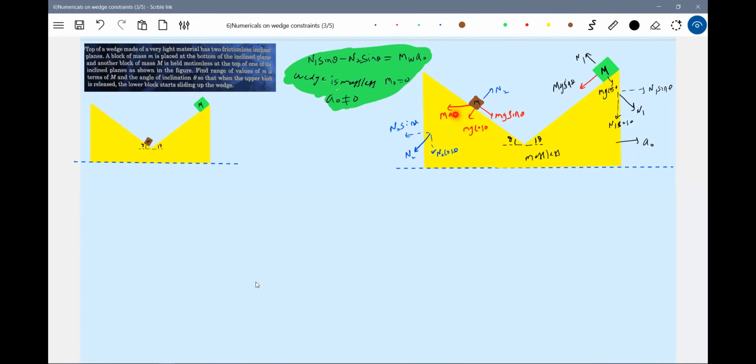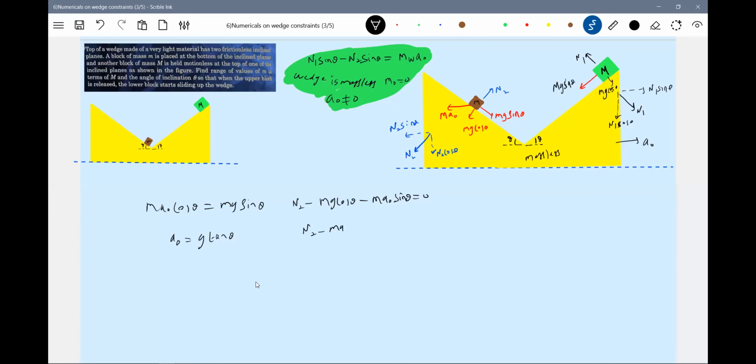Find the range of that was there. So we'll take the minimum at least. So m a naught cos theta equals mg sin theta. So a naught equals g tan theta. This should be the acceleration of the wedge. And for the wedge further, N2 minus mg cos theta minus m a naught sin theta equals 0.